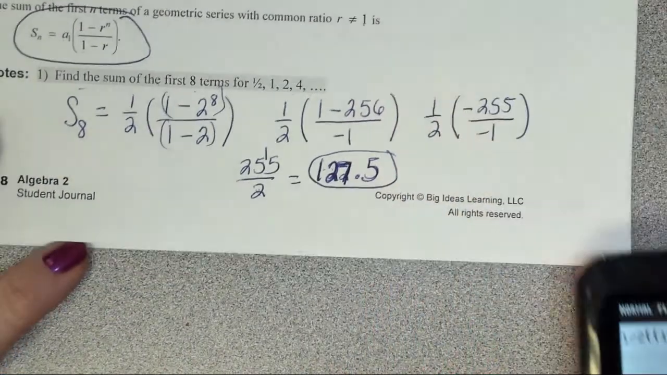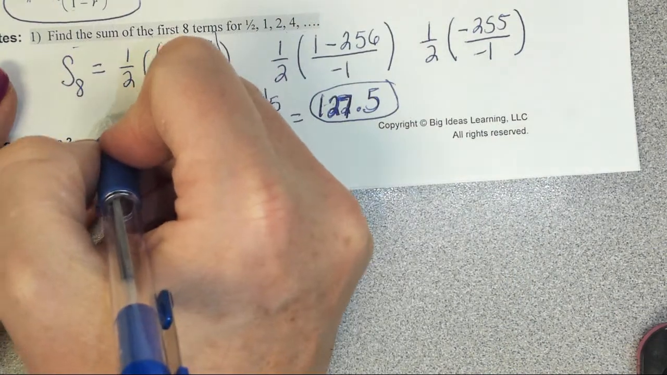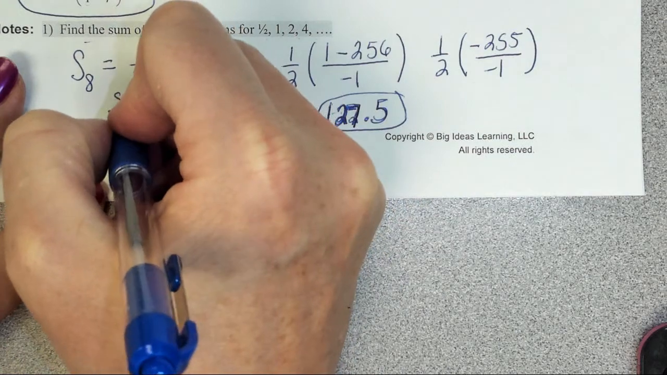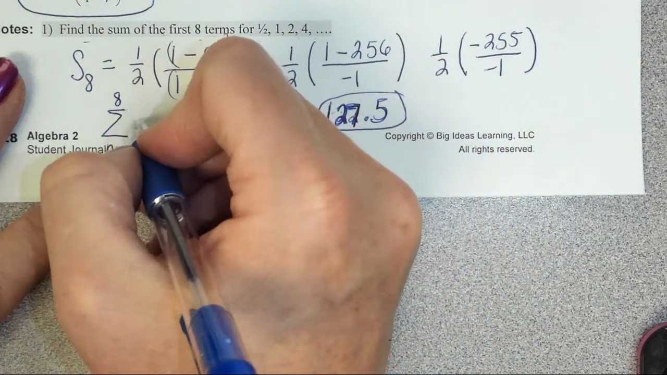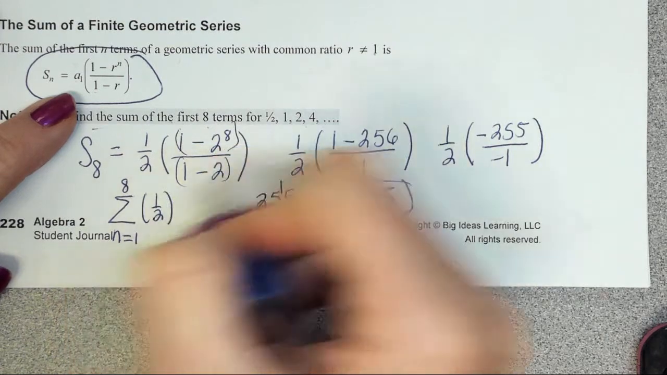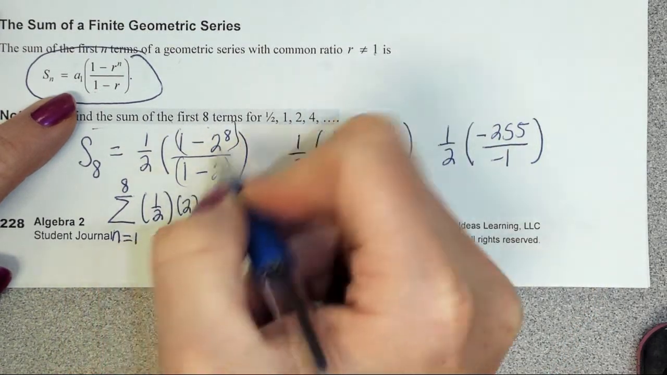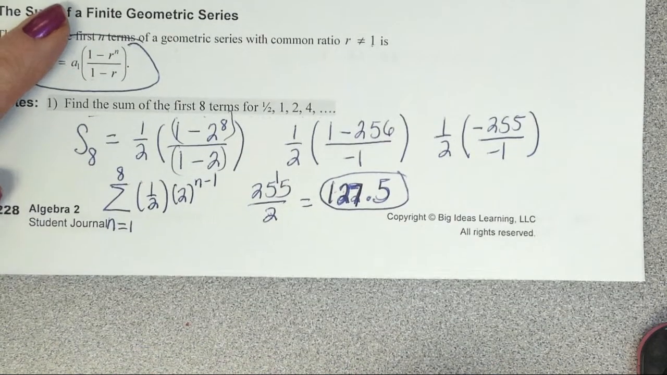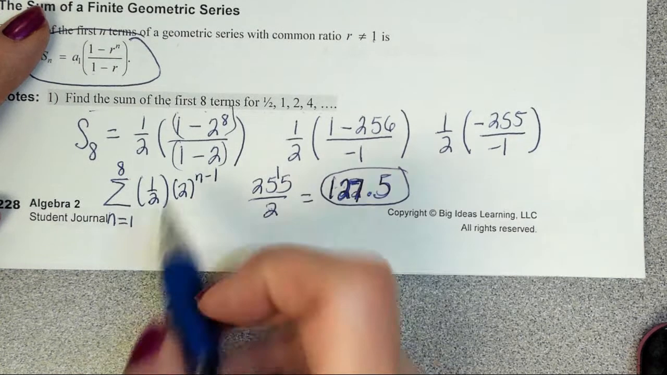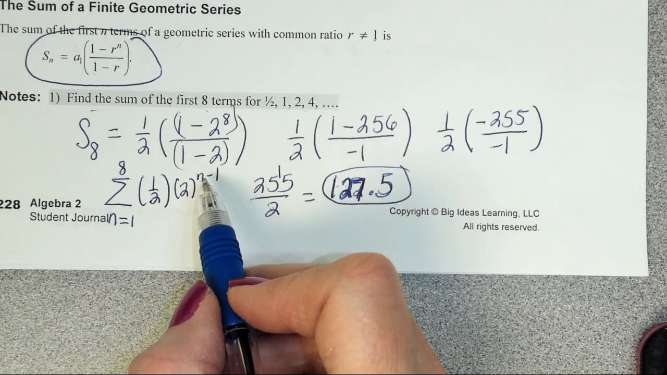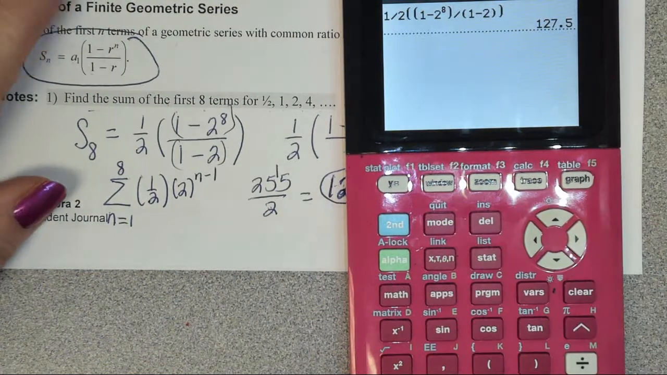Now the other way we could do it would be to understand what the pattern is. So this pattern, I could do the sum as n goes from 1 to 8 of, to come up with my formula, a sub 1, which is 1/2, times r, which is 2, to the n minus 1. Would that be right then? I would have to put this, no, that should work. All right, let's try this now.